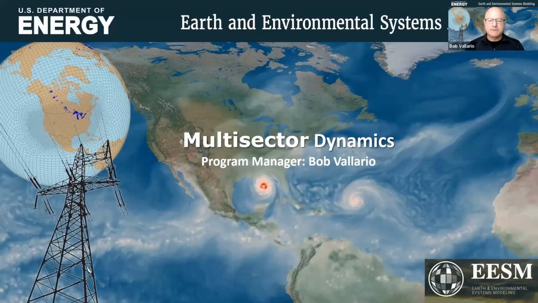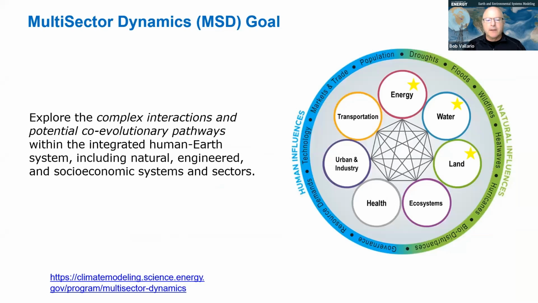Thank you, Renu. So I'm Bob Vallario. I'm going to talk about multi-sector dynamics. So the real focus of multi-sector dynamics is to look at the complex interactions and coevolutionary pathways within the integrated human-Earth system, including natural, engineered, and socioeconomic systems and sectors. And in the illustration, you see some of the interacting systems and sectors, and then the influences, both human influences as reflected on the left in blue over here, and then the natural influences on the right, and they could be stressors or influences or some combination, and how it affects the fully interacting set of systems and sectors in the center.